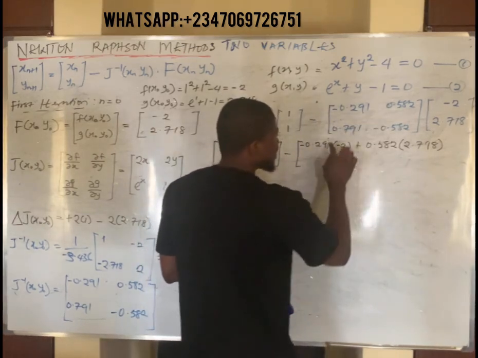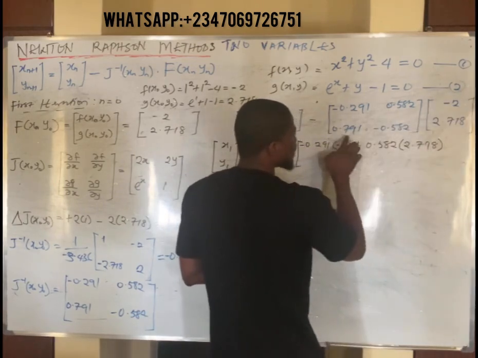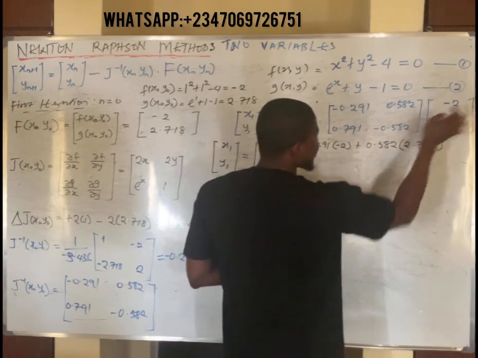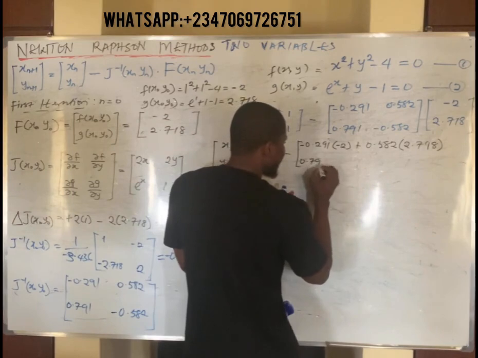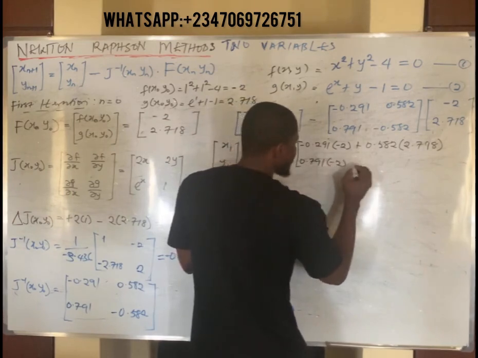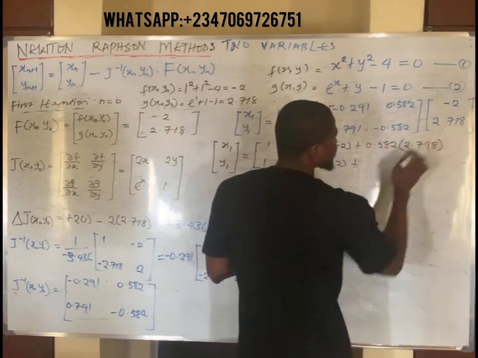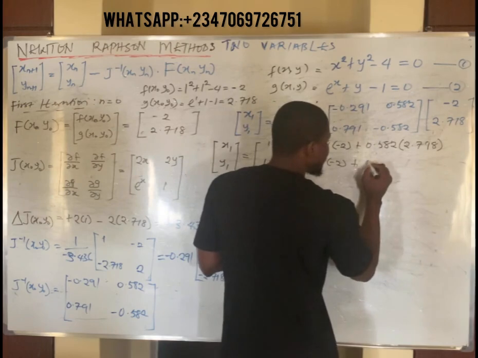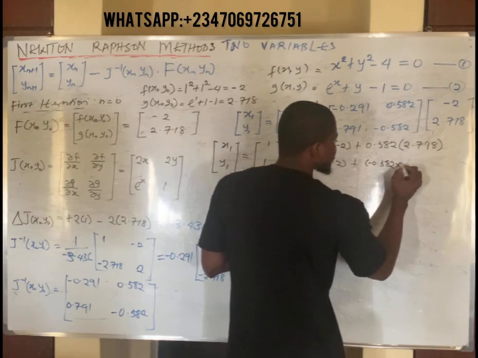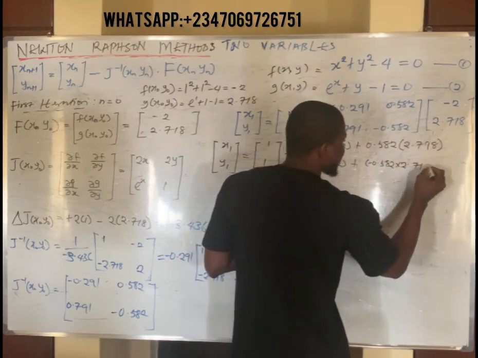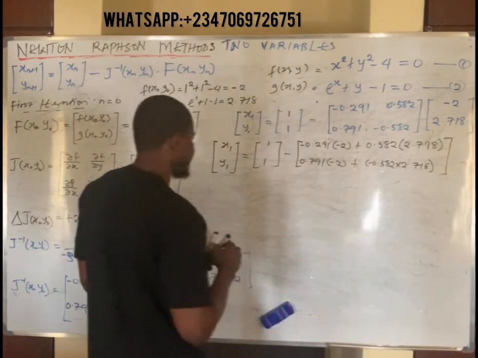Same thing, the whole of this row multiplied by this column. So I have 0.791 multiplying by -2 plus, again I have -0.582 multiplies 2.718. So the matrix becomes this.